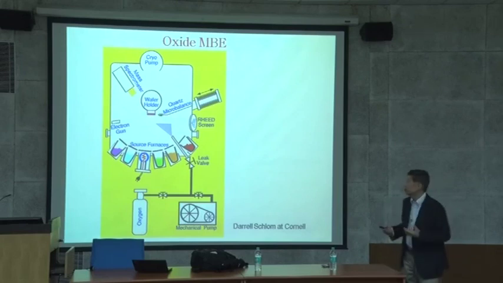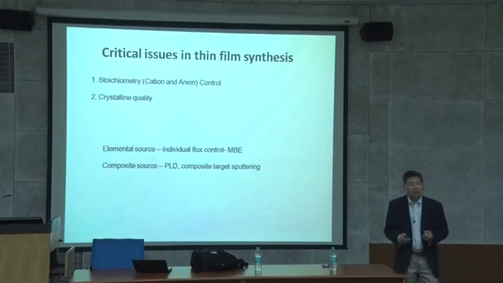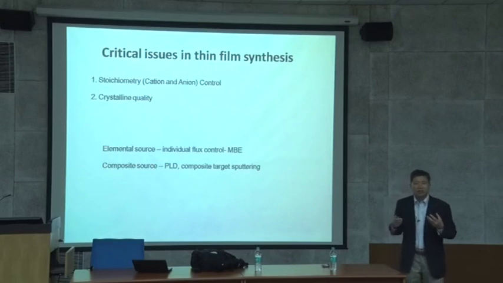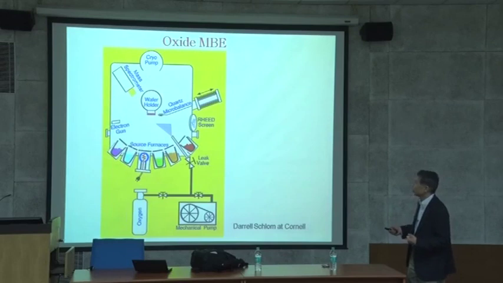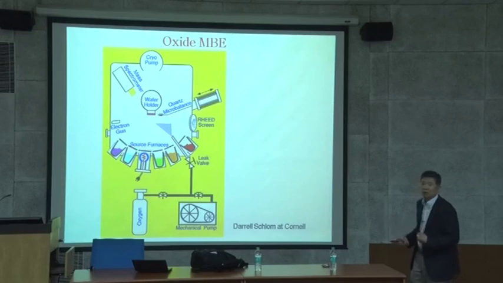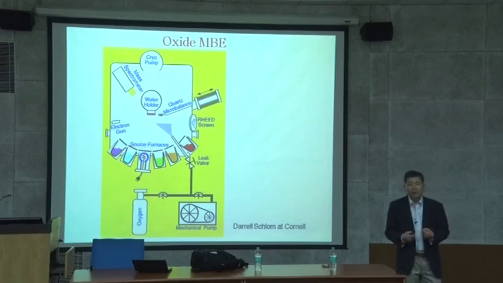But with this elemental source technique, because you have individual fluxes and you have to control them precisely, the system gets bigger and more expensive. It's not just the source cost; a lot of the cost involved is the very precise control. That's why only a few groups use it, though it's getting more popular. But I think initially there is a very long learning curve. When you adapt to this kind of technique, you can grow really high quality materials, but it takes longer to learn because the individual flux control has to be very, very accurate.